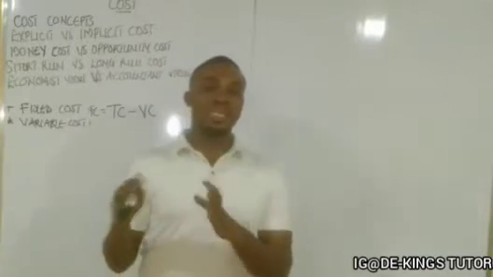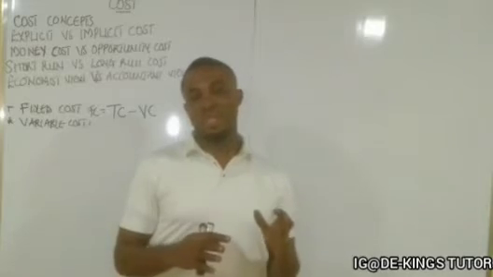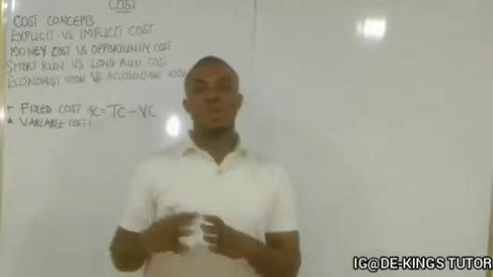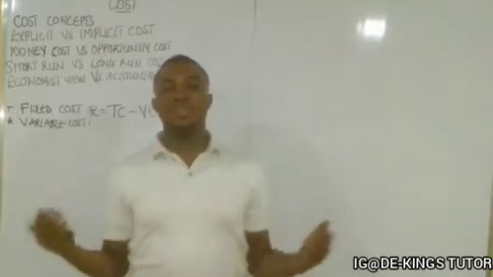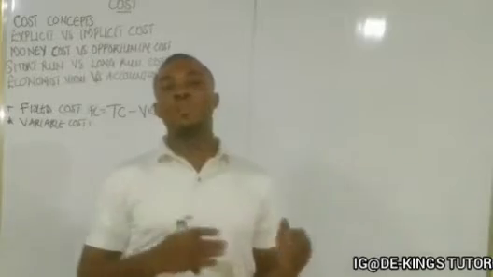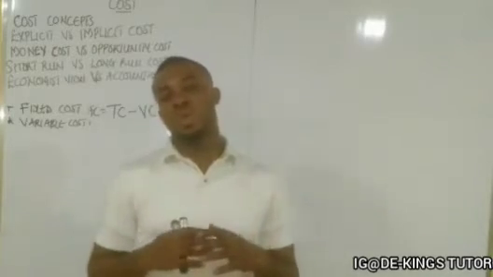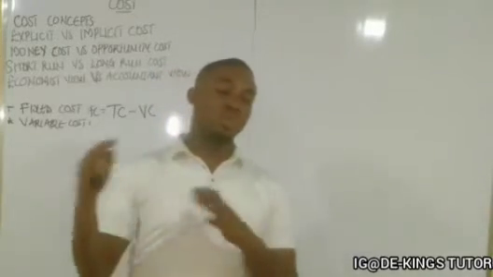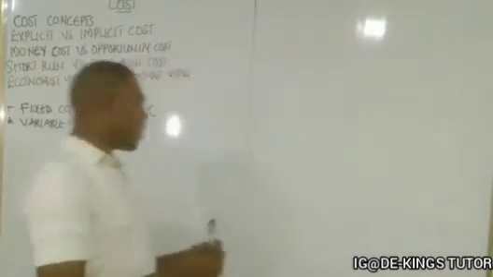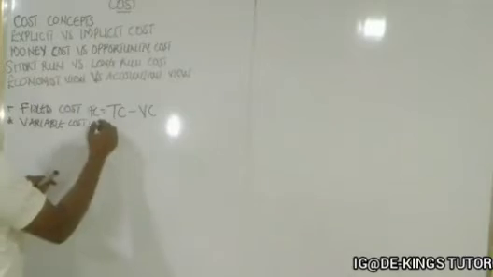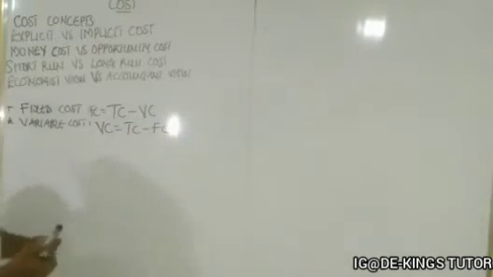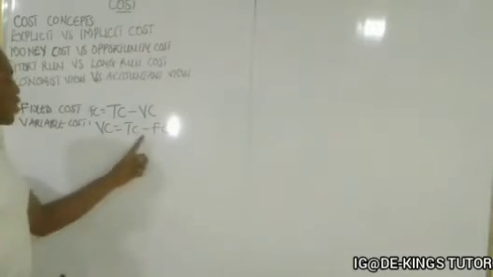It is the output that determines how their cost will be. For example, direct materials that are used. If a firm is into the production of fruit juice, oranges will be a variable cost because oranges are used to make juice. Also, the formula for the variable cost is VC equals total cost minus fixed cost.